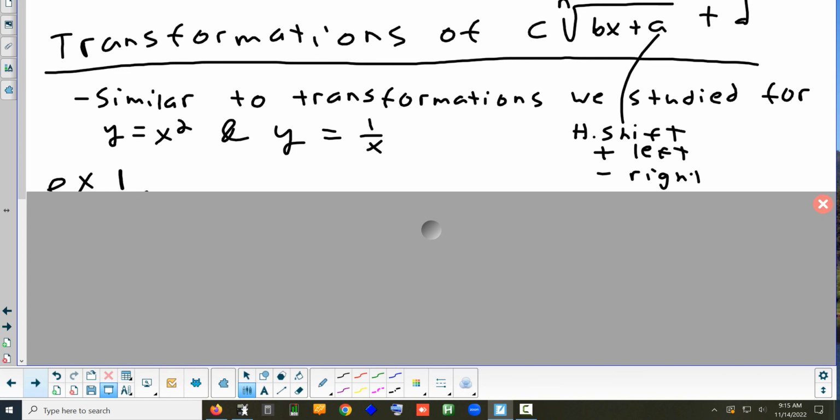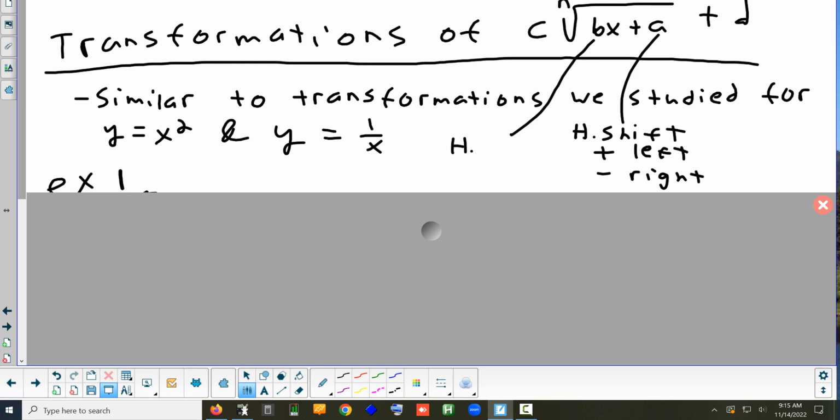Now B is still inside. It's still close to the x, but it's multiplication instead of addition. So it's going to have something in common with the one we just did, because it's still close to the x. But now it's multiplication. So anybody remember what B does? Yeah? It's a horizontal stretch. Yep. That's your horizontal stretch.